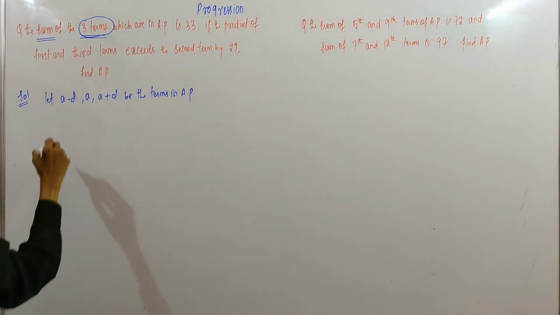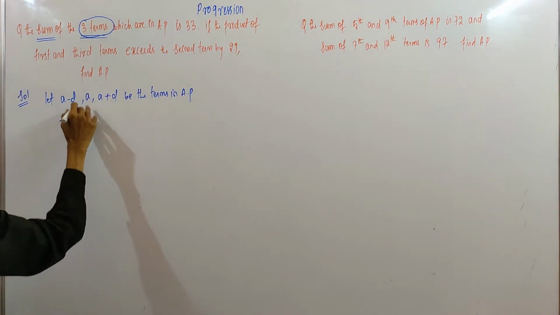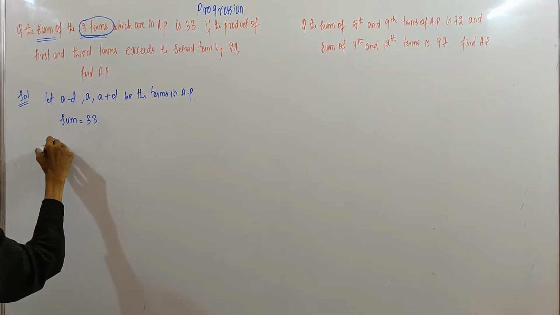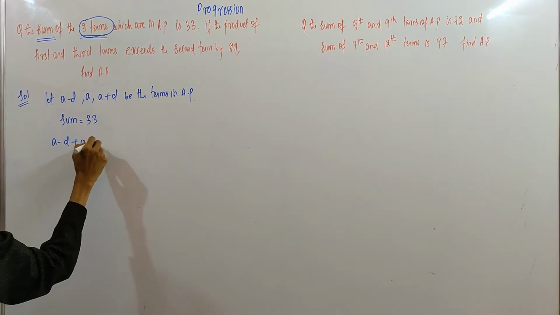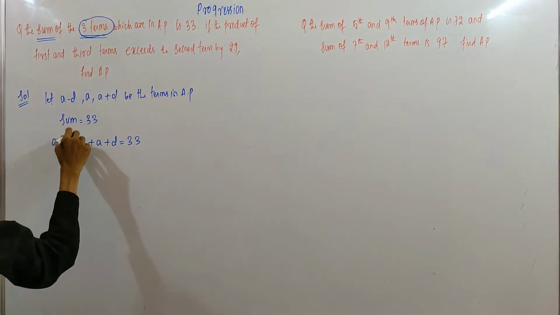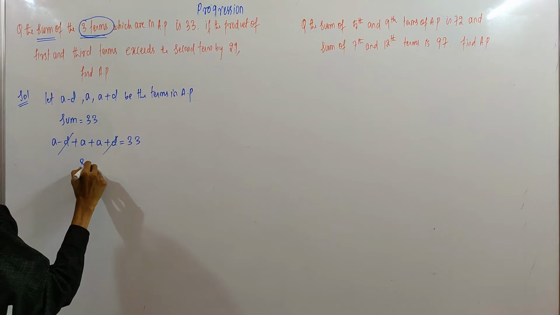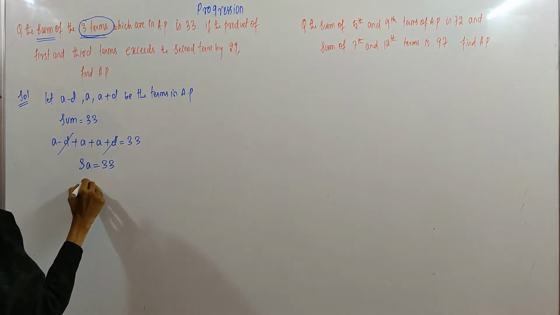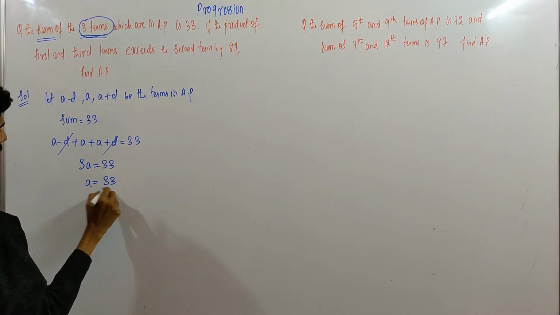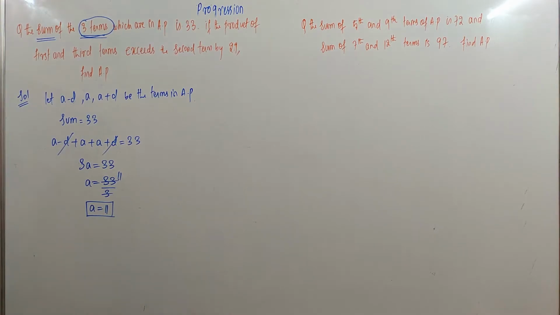Now we want the sum. Sum is 33. So the sum of these terms is 33. Let us add a minus d plus a plus a plus d is equal to 33. This d and this d will get cancelled. We have 3a. 3a is equal to 33. A value is 33 divided by 3. So we have a value as 11.